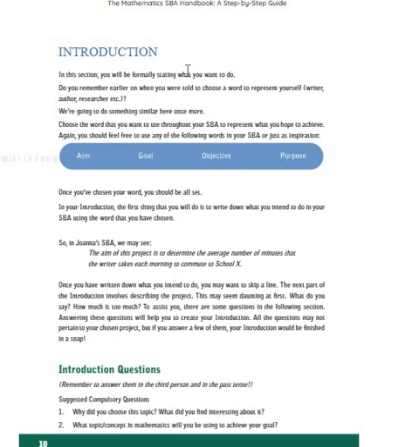Introduction. In this section, you will be formally stating what you want to do. Do you remember earlier on when you were told to choose a word to represent yourself, like writer, author, researcher, etc.? We're going to do something similar here once more. Choose the word that you want to use throughout your SBA to represent what you hope to achieve. Again, you should feel free to use any of the following words in your SBA or just as inspiration.